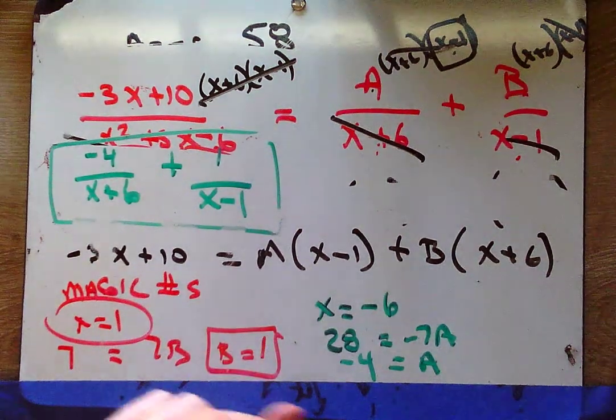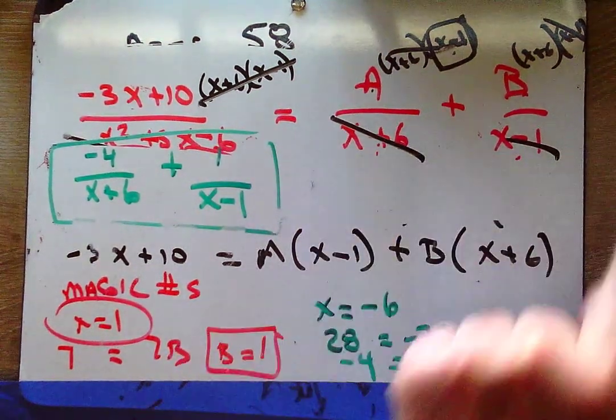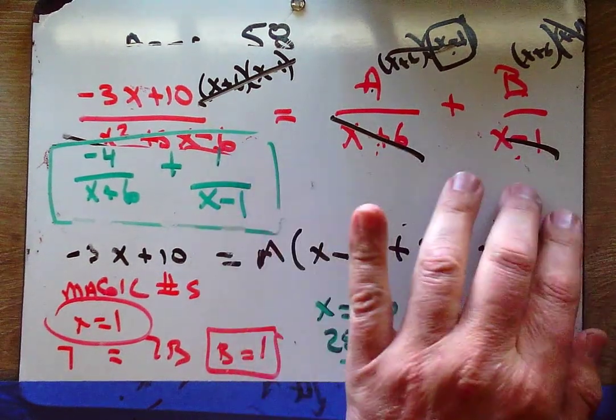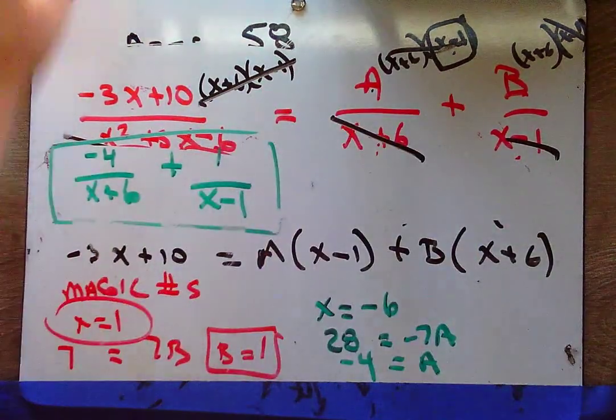So this was case 1, non-repeated linear factors. I have an x plus 6, I have an x minus 1. These are different things. I just throw a letter on top of each. Okay. Well, how about you try this one? No, it'll be good, really.